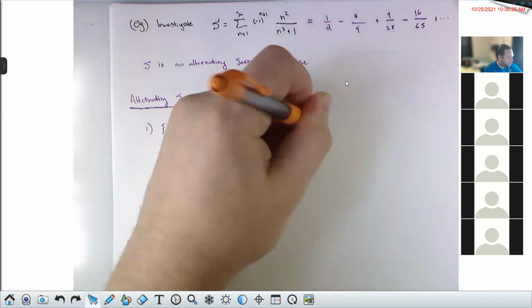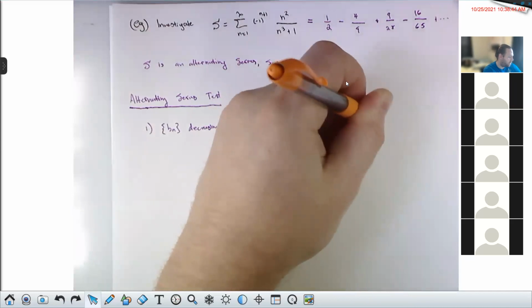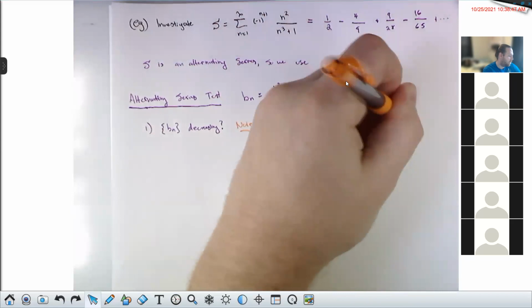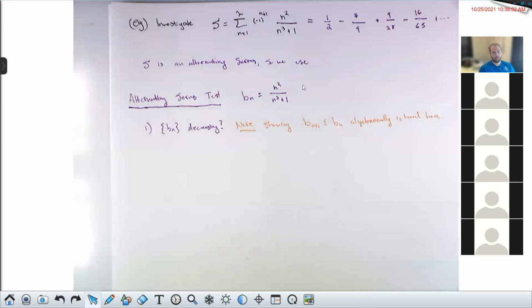Showing that Bn plus 1 is less than or equal to Bn algebraically is hard. If I replace the n's by n plus 1s, the top becomes n squared plus 2n plus 1. The bottom becomes n cubed plus 3n squared plus 3n plus 2. And it's very hard to show that that thing is smaller than this thing. Quite hard, I think. So verifying this algebraic inequality is tricky.